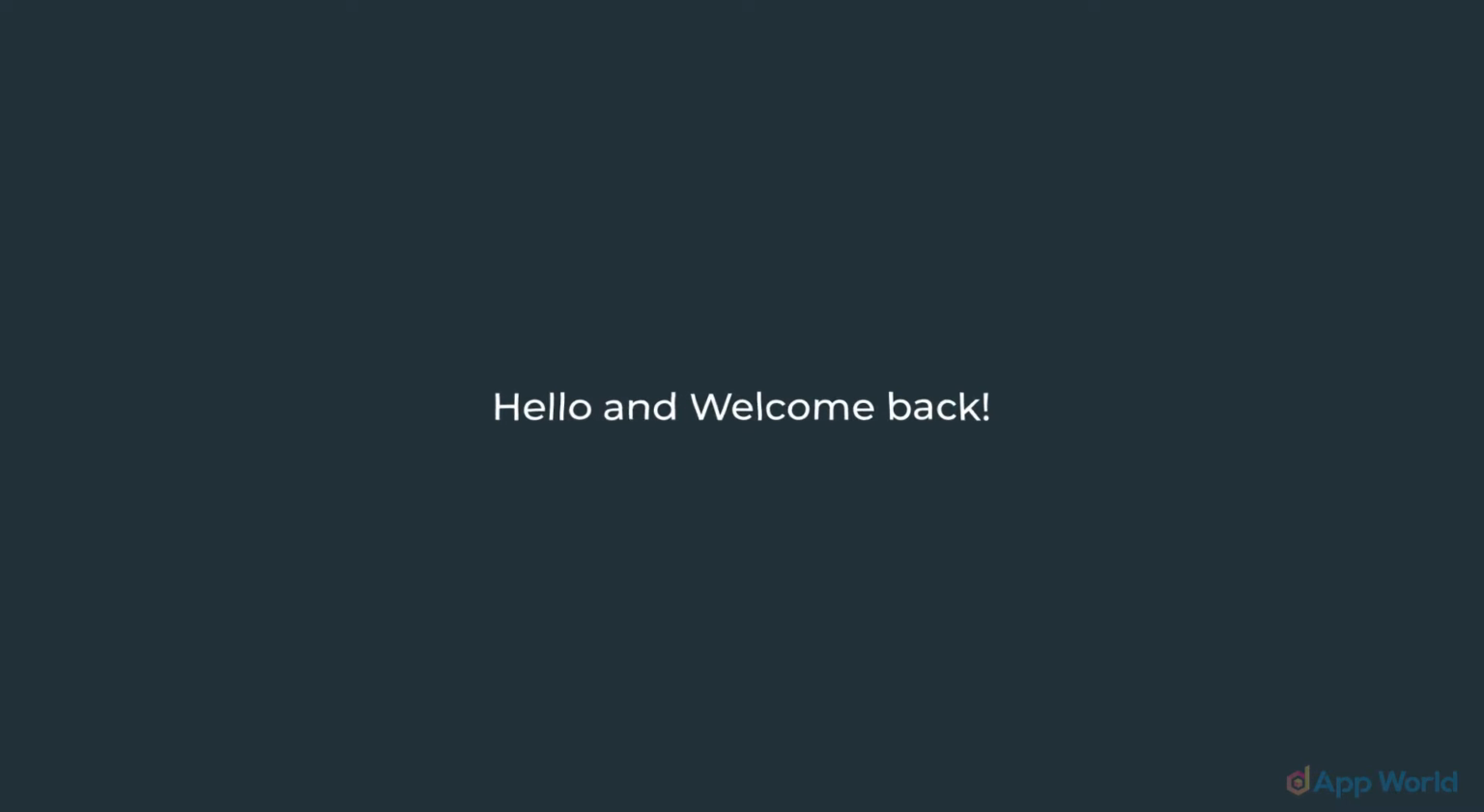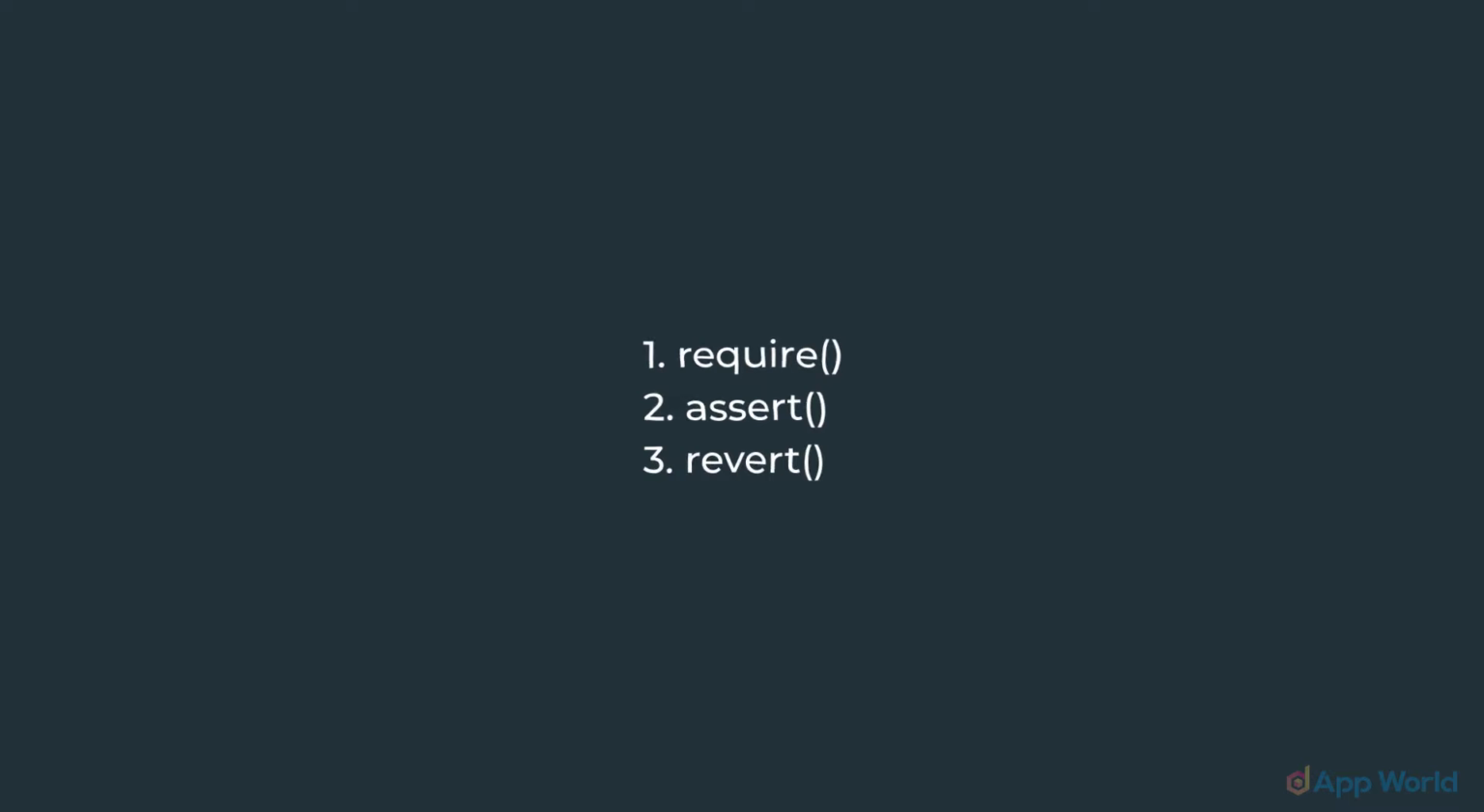In the previous tutorial we discussed global variables in Solidity, and now in this tutorial we will discuss error handling in Solidity. Errors can be handled in Solidity with three exceptions. First one is require, second one is assert, and third one is revert.